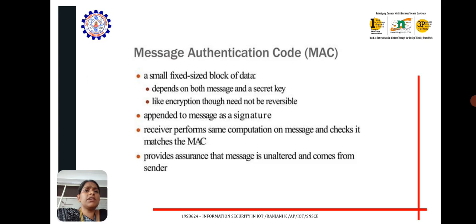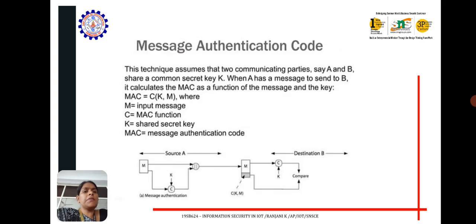Next is message authentication code. A MAC is a small fixed size block of data. It depends upon both the message and a secret key. Unlike encryption, it need not be reversible. The receiver performs the same computation on the message and checks that it matches the MAC. It provides assurance that a message is unaltered and comes from the sender.